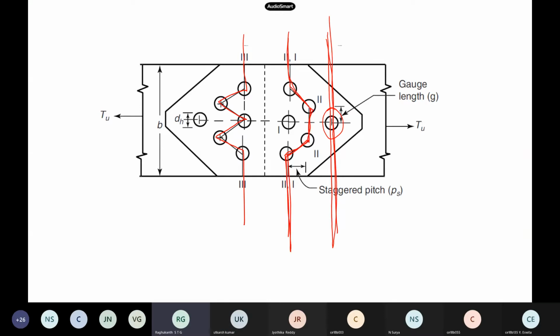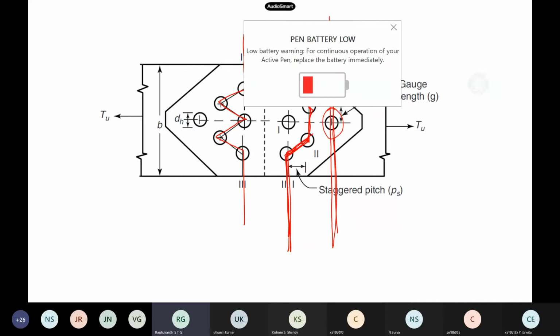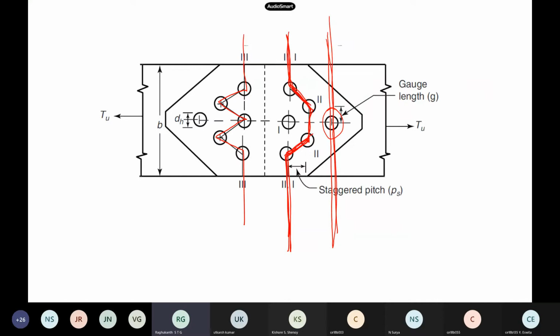Now here, see how many holes there are. What is the formula? How many holes do you have to subtract? B minus 4 d_h into t, plus how many do you have to add? You have 2. Then this section. And now for this pattern, it is much more complex.